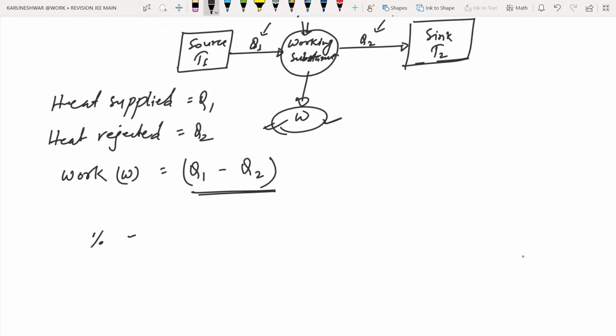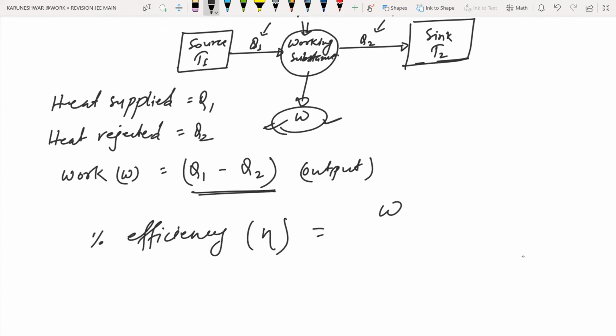How can you calculate percentage efficiency? This efficiency is called eta. The work that is happening is a kind of output, and the heat we are supplying is a kind of input. So efficiency is output by input only. You can write it as the work divided by the Q supplied, which is your efficiency. Once you multiply this by 100, you will get the percentage.